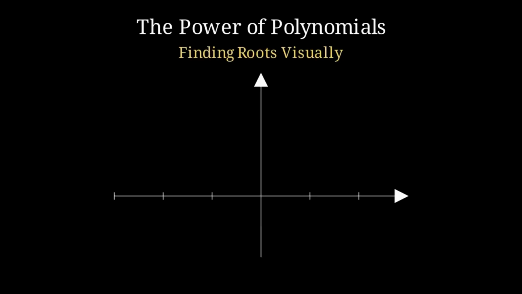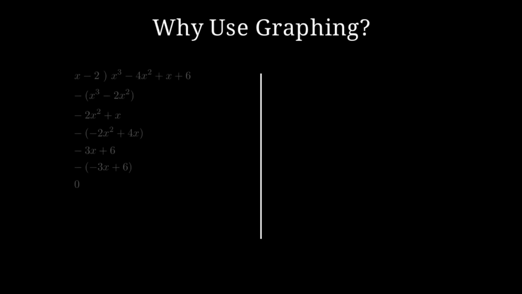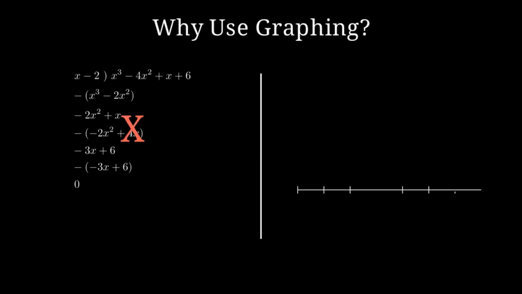Solving higher-degree polynomials algebraically can be incredibly difficult. However, by using a graphing calculator, we can visualize these complex functions to find their solutions, also known as roots or zeros, with precision and speed. When degree 3, 4, or higher equations appear, traditional factoring often fails.